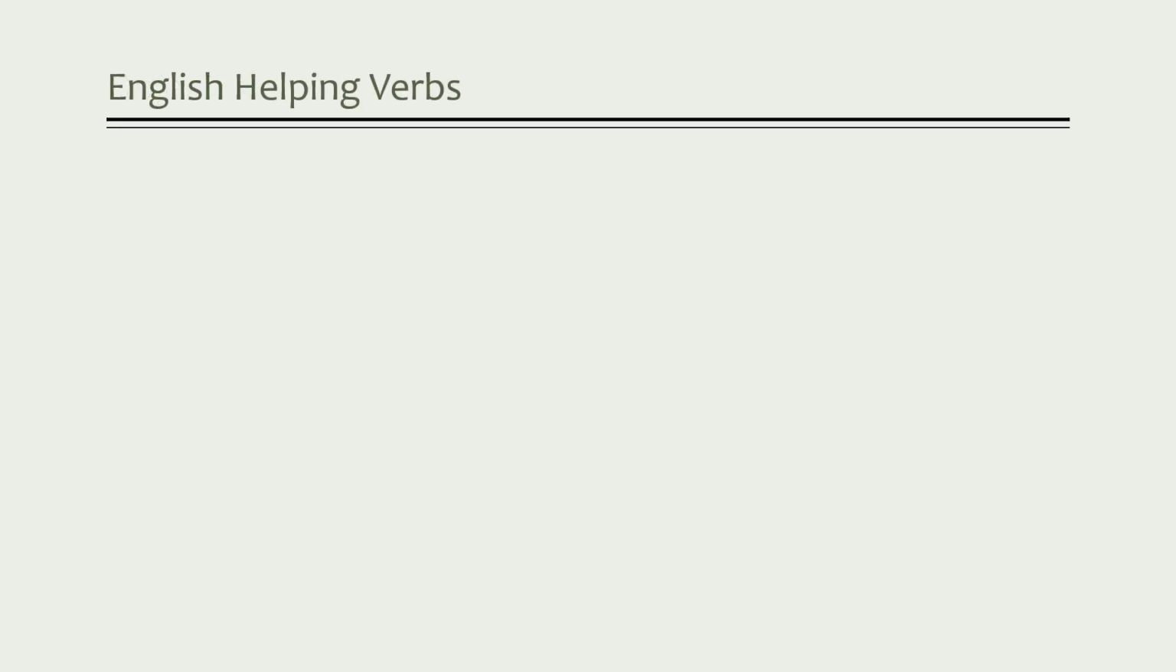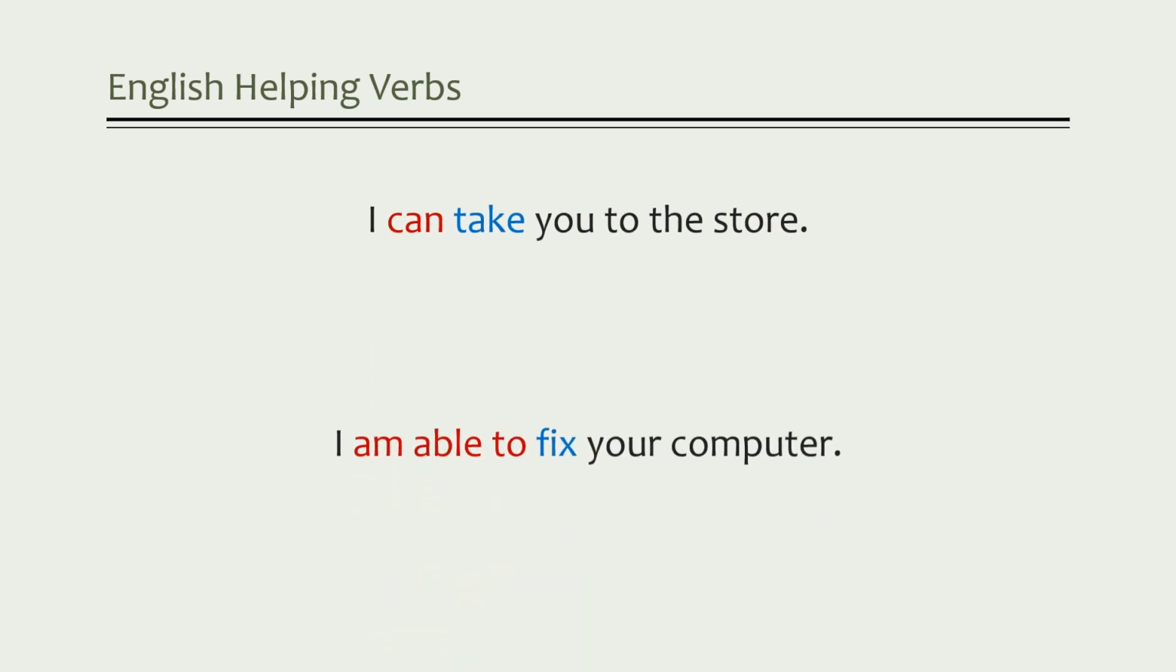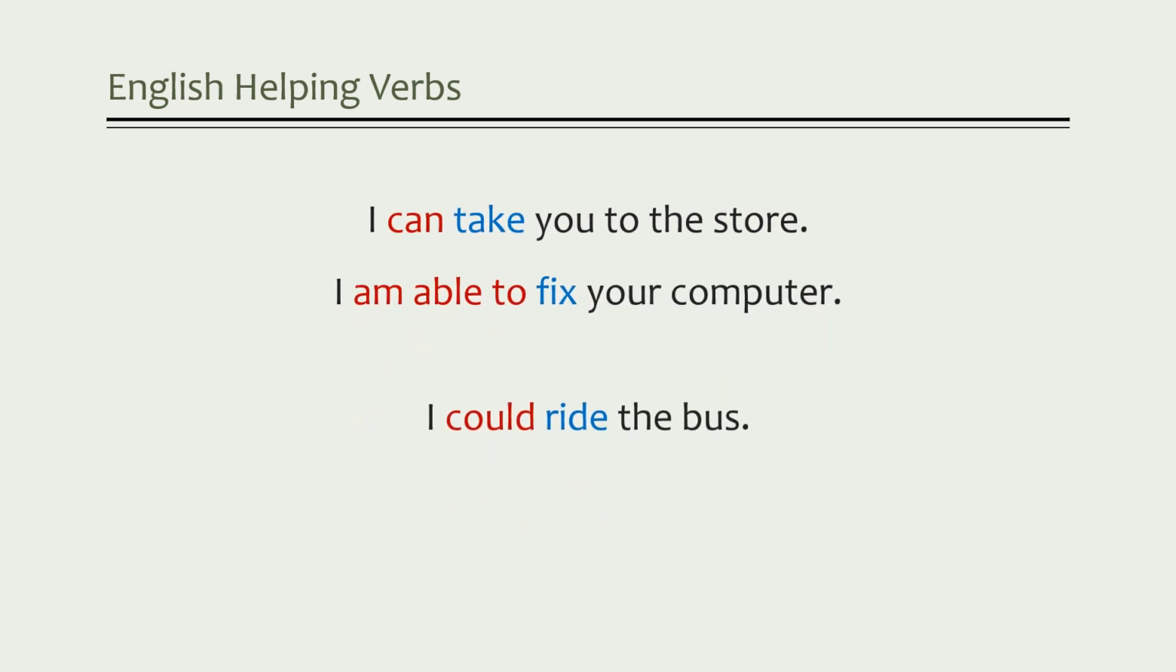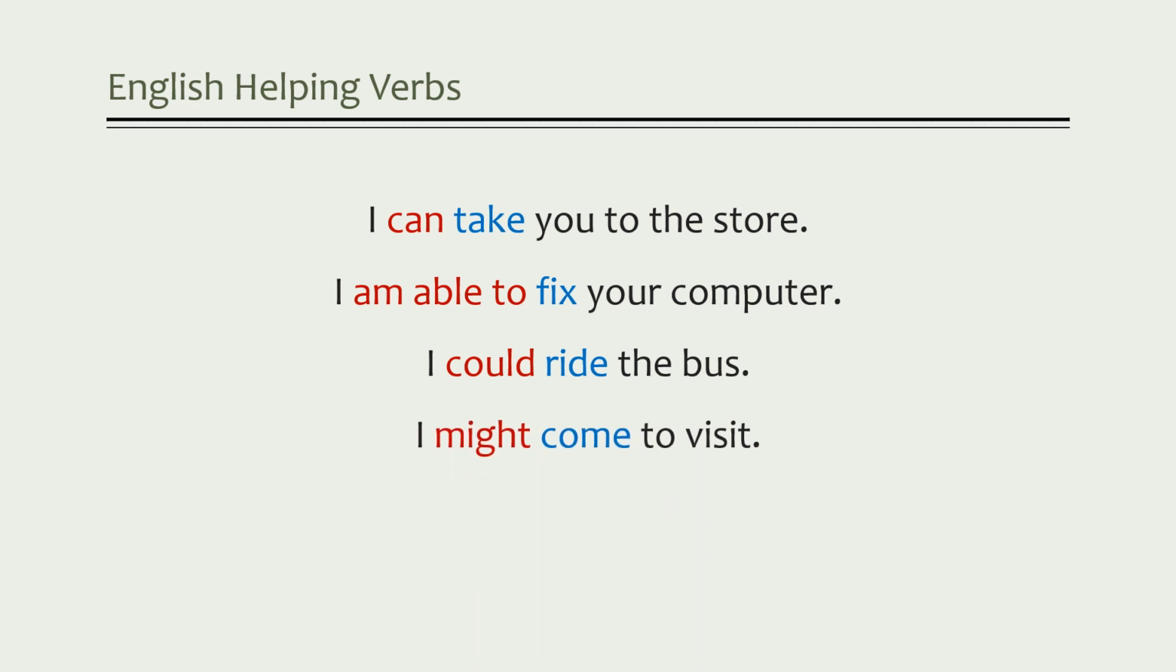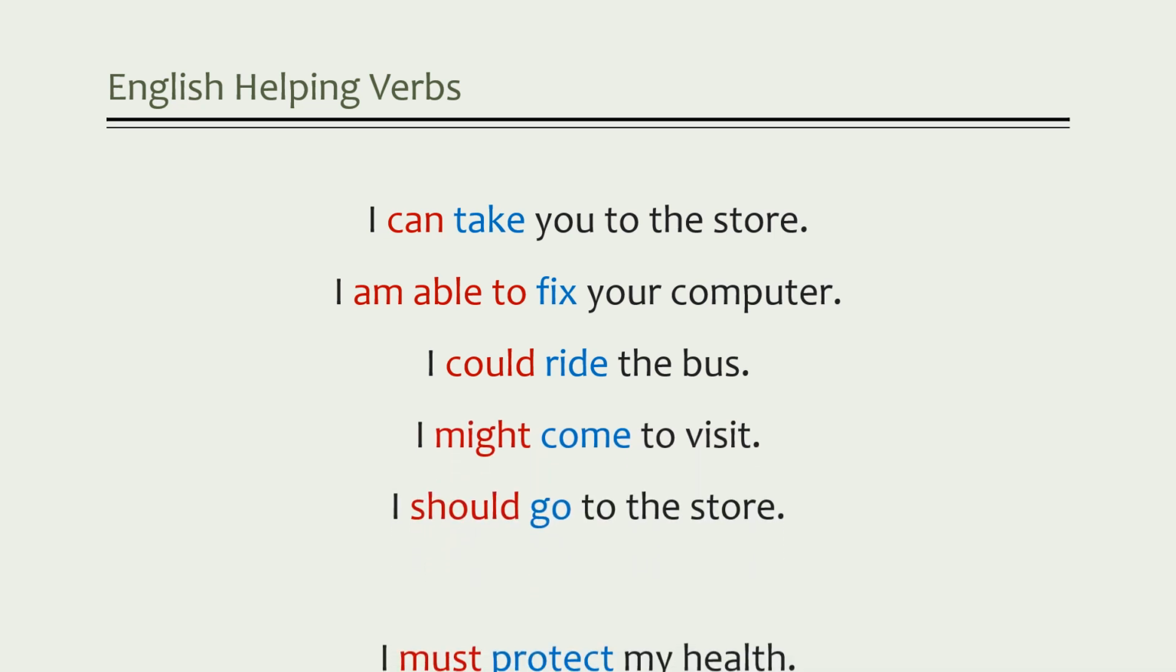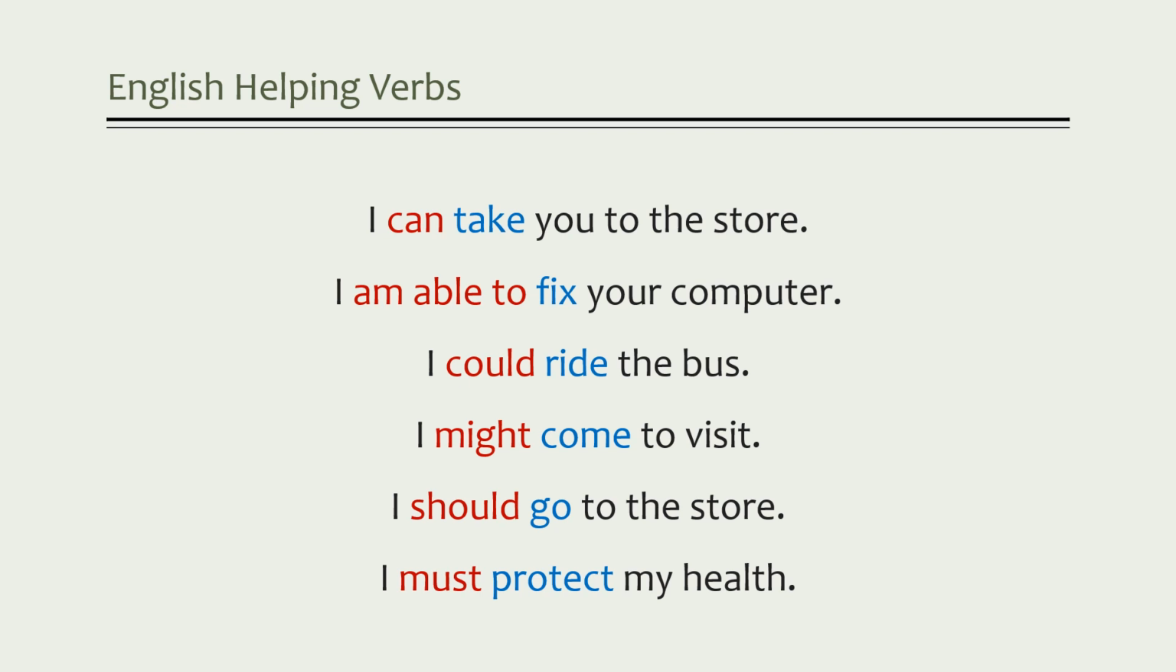So in English, there are a number of helping verbs we combine with other verbs to add meaning. Verbs like can, am able to, could, might, should, and must. It's this last one, must, that we're going to discuss in this lesson.